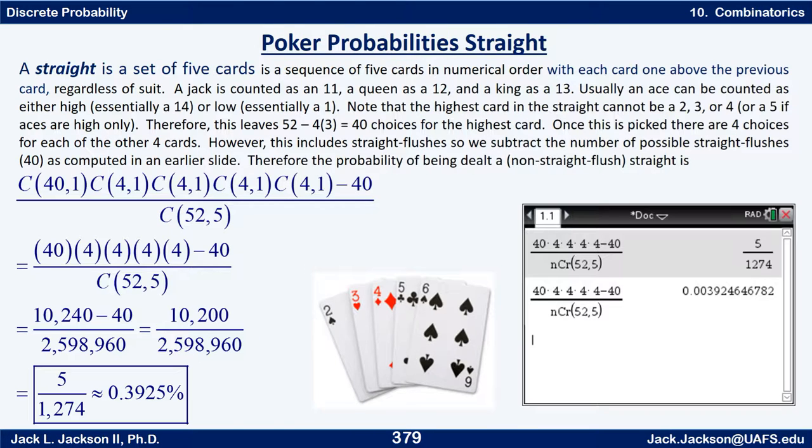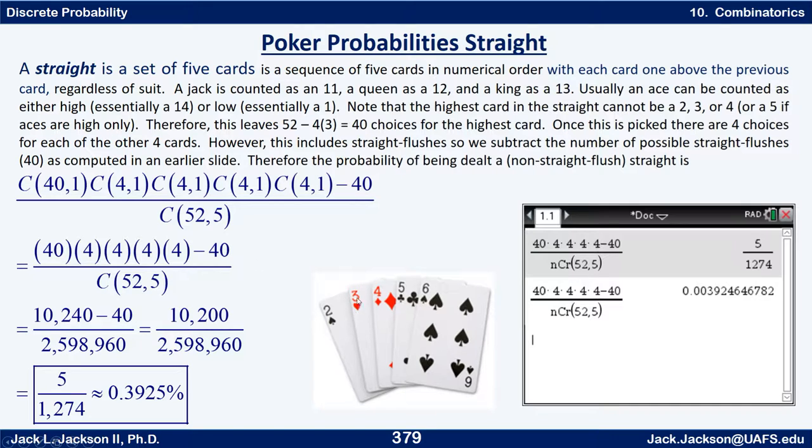All right, well, what about a straight? Is a straight better or worse than a flush? Okay, well, again, we've already talked about what a straight is, but we want to eliminate a straight flush. So, again, like we said earlier, there are 40 choices of what could be the lowest card.